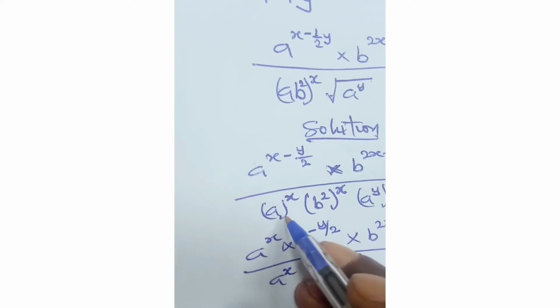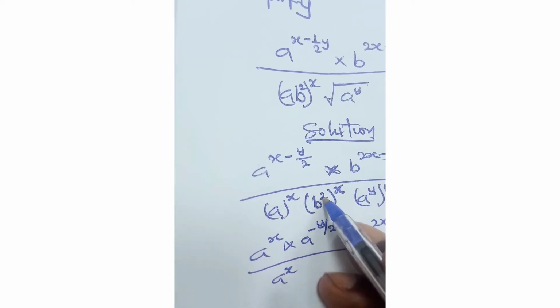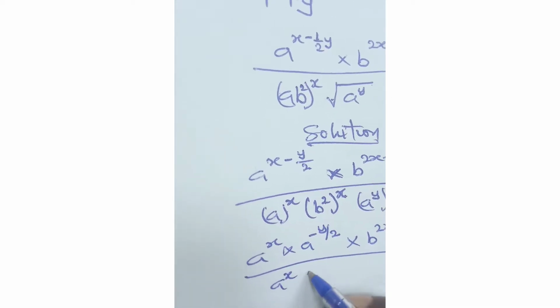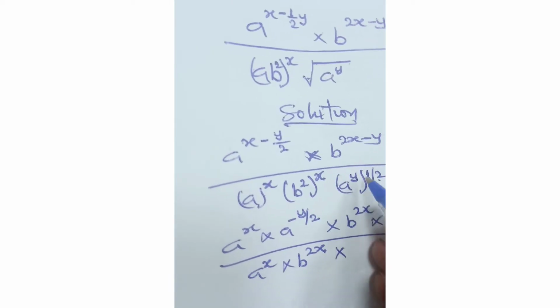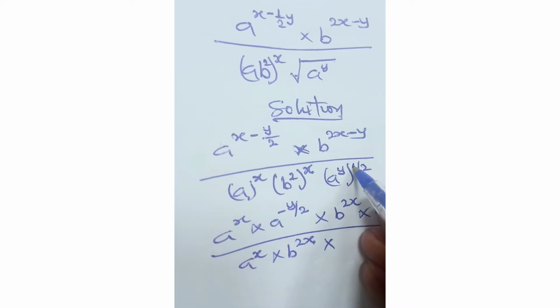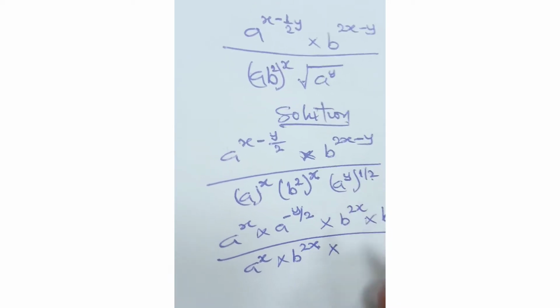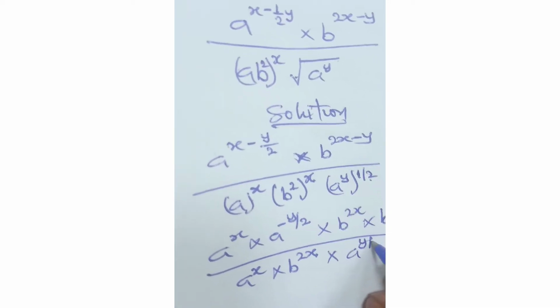If we remove the bracket, then this is going to give us 2 times x, that's 2x. This is going to give us b raised to power 2x times this is going to give us y times 1. That will give us y over 2. This is a raised to power y over 2.